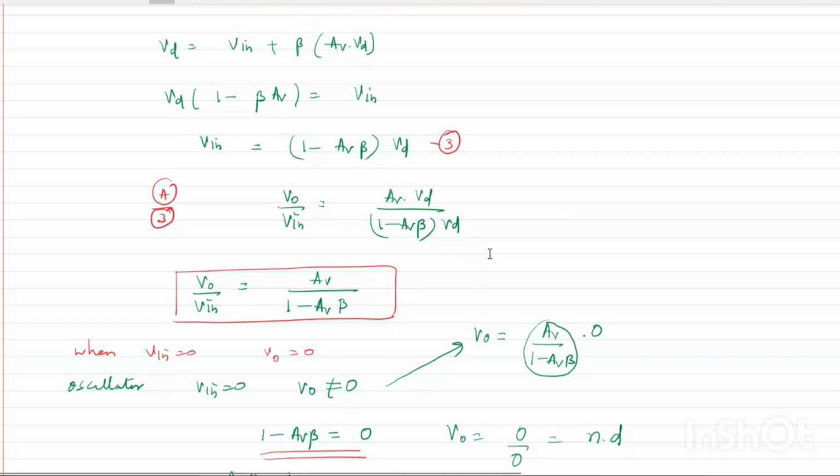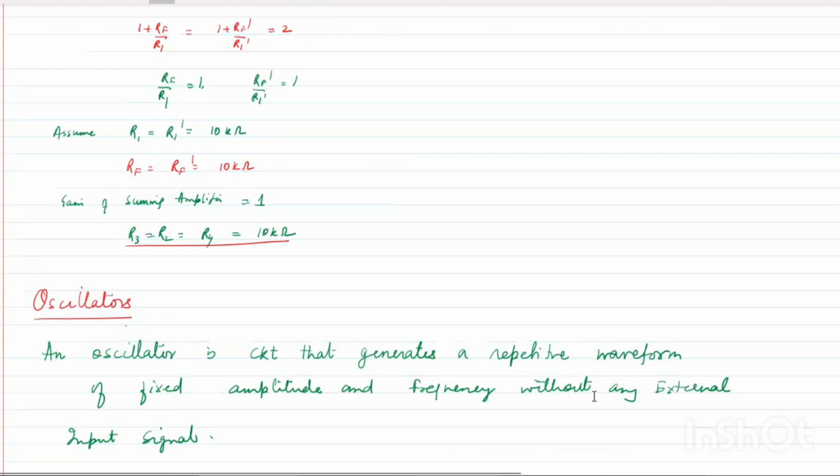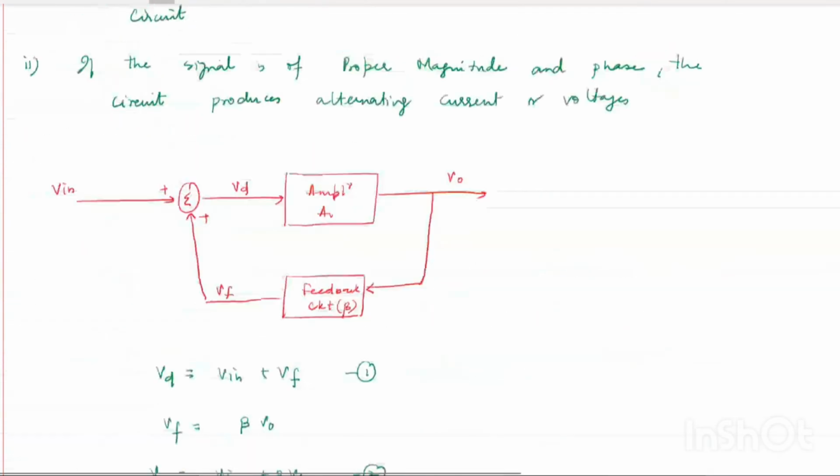So in this we can say that V naught is not 0 but V in is 0, because without input, output has to be generated. Without input means V in is 0 but V naught is not 0. That is only possible when 1 minus AV beta is 0. So we set 1 minus AV beta to 0, and from that we get the gain.